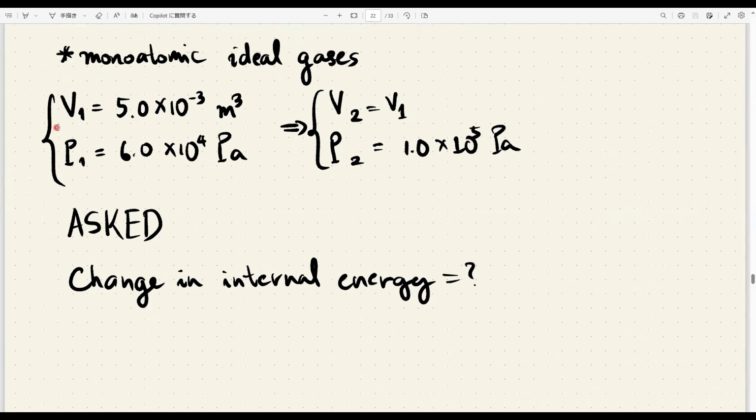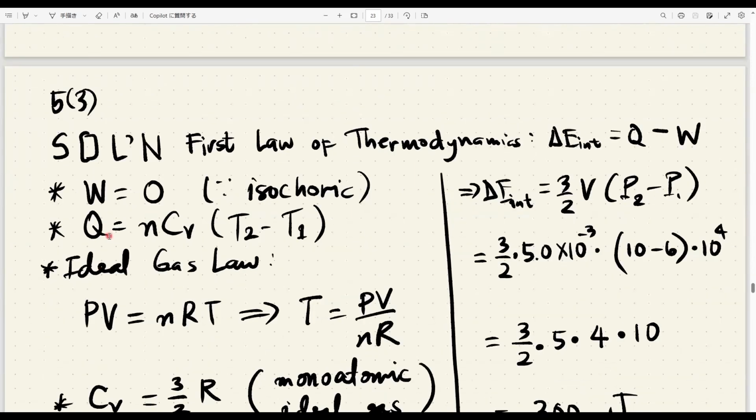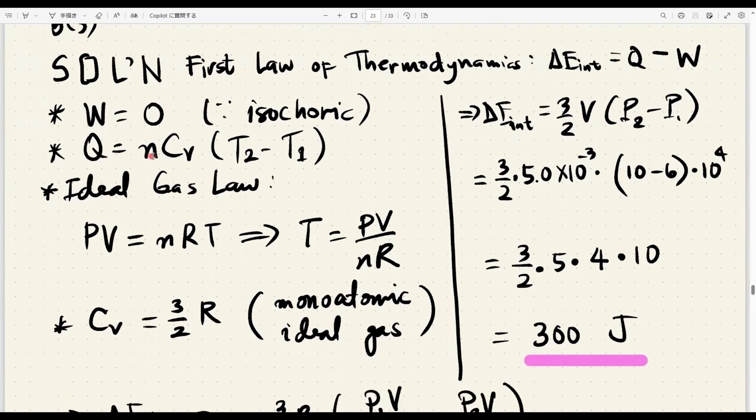The given is, here we have the volume and the pressure. So we actually can compute this if we had the temperatures, right? Because we know that Q from calorimetry is actually the number of moles times the heat capacity times the change in temperature. But since we don't have the temperatures, we will compute them from the given, the pressures and the volume. And since we have two temperatures that we need here, we're going to use the ideal gas law.